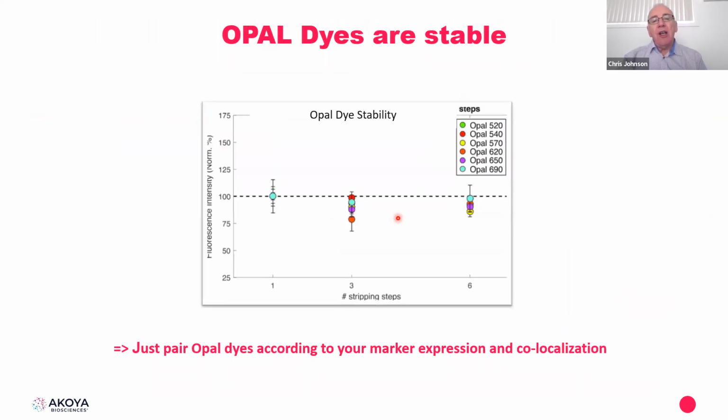Okay, are Opal dyes stable? Well, yes, they are. Even after many, many cycles, you'll find that the intensity of the dyes remains constant. So this means that you don't have to worry about dyes towards the end of your cycles showing lesser sensitivity than the ones at the beginning.